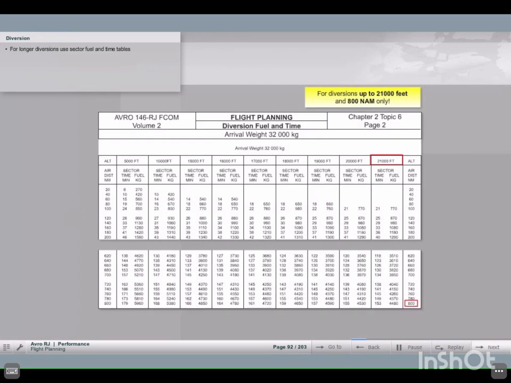For longer diversion distances or higher altitudes, use the main sector fuel and timetables as described before, as well as for diversions whilst at cruising altitude. This may be dealt with by adding the diversion air distance to the sector air distance before entering the sector fuel tables.